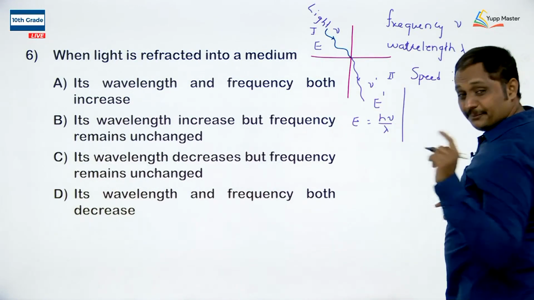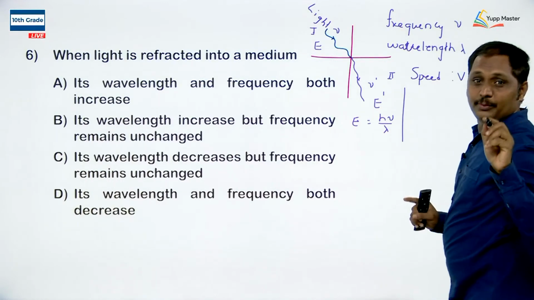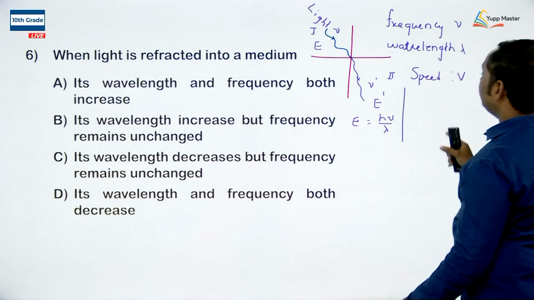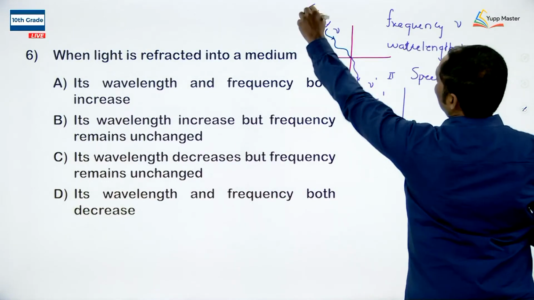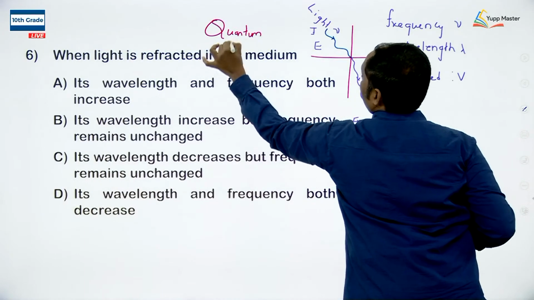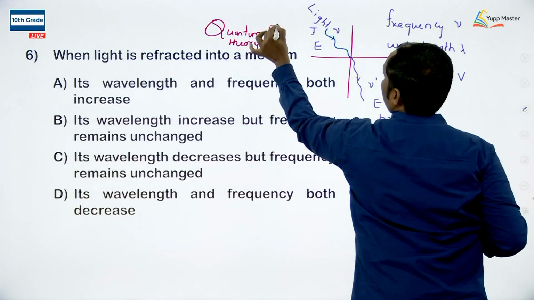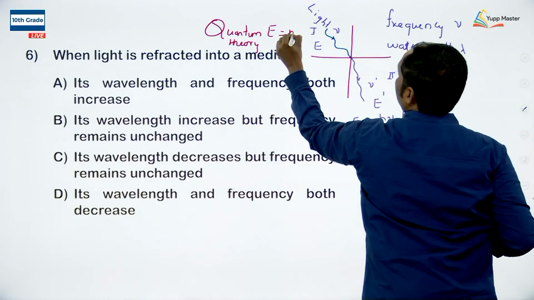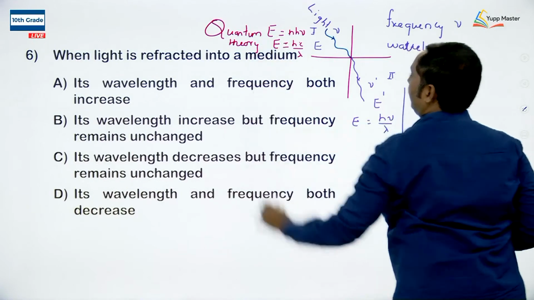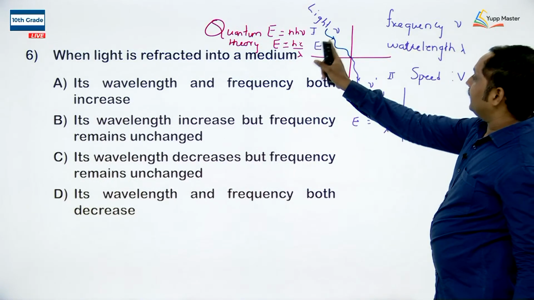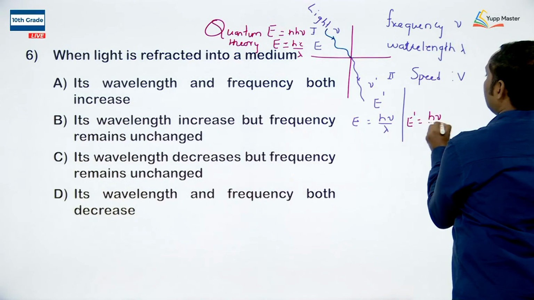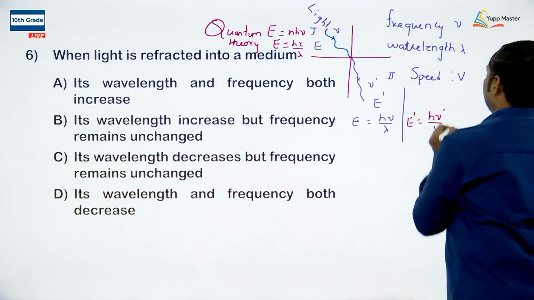According to quantum theory, the energy of light is expressed as E is equal to n h nu. Suppose for one photon, n is equal to 1, E is equal to h c by lambda. So let us assume E and E dash, and this is lambda. So E dash is equal to h nu dash by lambda dash.